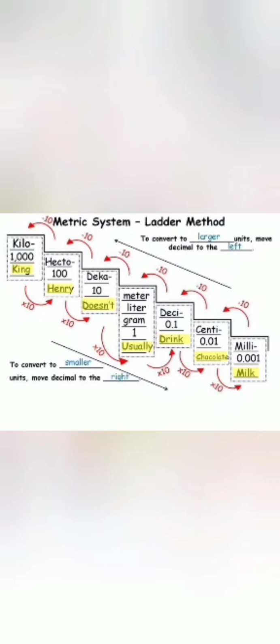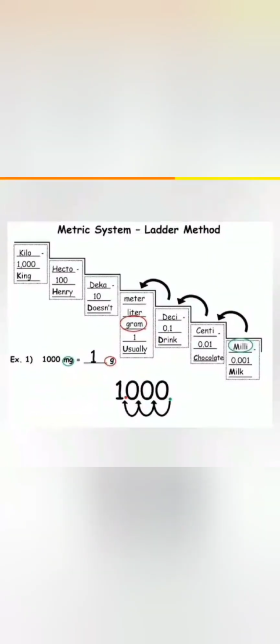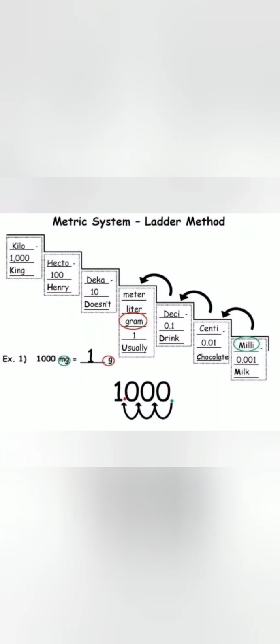We'll take examples. For our first example, we're going to be using the King Henry method. In this method, we move the decimal point. The first thing I'd like you to do is know how to write it down in your notebook. King Henry doesn't usually drink chocolate milk. Just write it out. Kilo, hecto, deca, the base units, which are meters, liters, and grams, deci, centi, and milli, should be written out clearly in your notes.